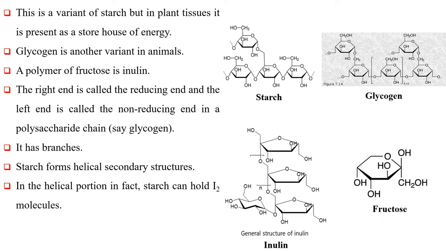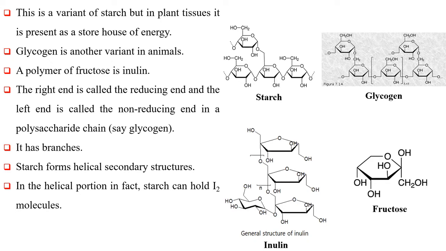Starch is a variant, and in plant tissues it is present as a storehouse of energy. Glycogen is another variant, found in animals. A polymer of fructose is inulin. In a polysaccharide chain, the right end is called the reducing end and the left end is called the non-reducing end. It has branches. Starch forms helical secondary structures.